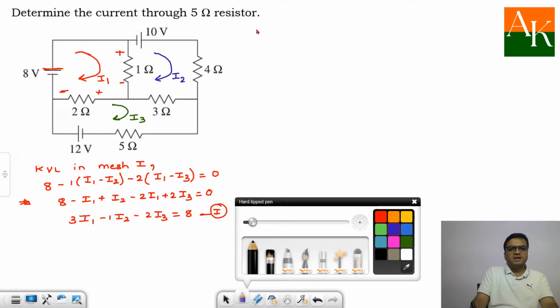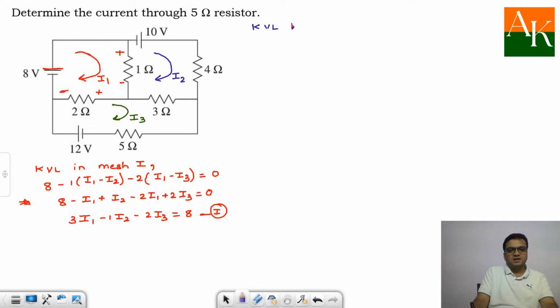Next, KVL in mesh 2. Before that, we have to assign the signs for the voltages developed across the resistances. So plus, minus, plus, minus, plus and minus over here. I am starting to apply KVL from this end. So here I will have 10 minus 4 times I2. You go ahead, minus 3 times, the 3 ohm is shared between mesh 2 and 3.